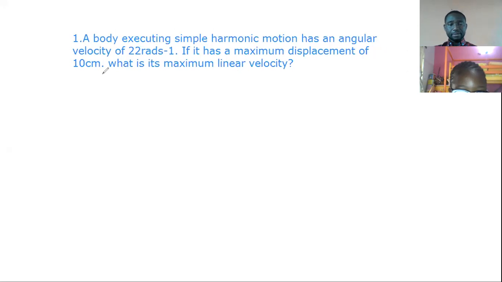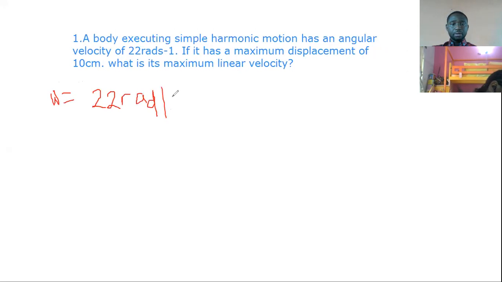Now, this is what they said. A body executing simple harmonic motion has an angular velocity, remember, of 22 radians per second. If it has a maximum displacement of 10 centimeters, let's convert this to meters. That becomes 10 over 100, isn't it? And that gives us 0.1 meters.